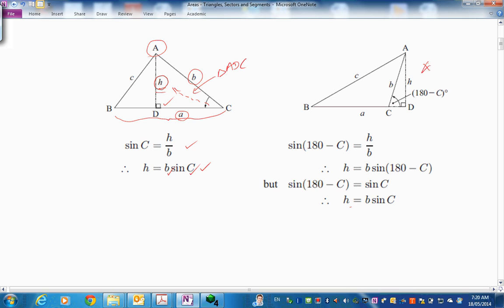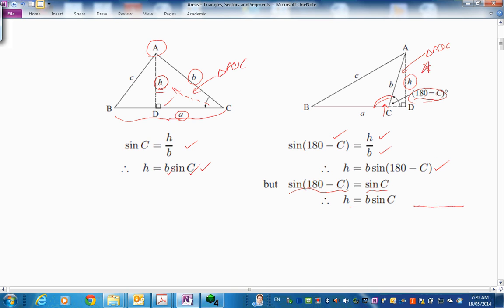What if, come over here, what if the altitude in this obtuse angle triangle lies outside of the triangle? Would it still work? Let's see. If this is angle C, this is 180 take C, angles on a straight line, and now in this triangle ACD, we've got the same thing. The sine of this angle is the opposite over the hypotenuse, so h is b sine of 180 take C. But do you remember from the work on the unit circle, the sine of 180 take C is just equal to the sine of C.